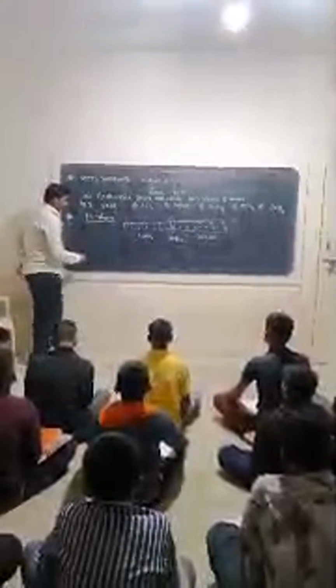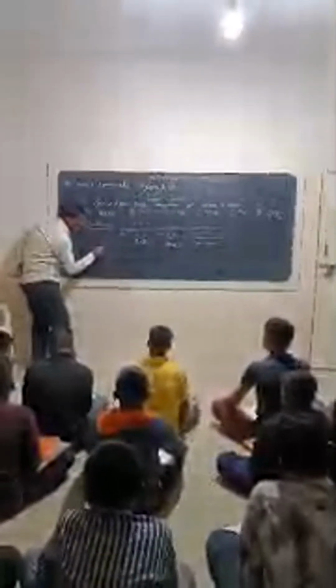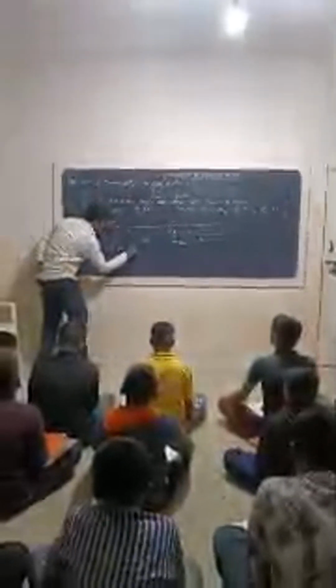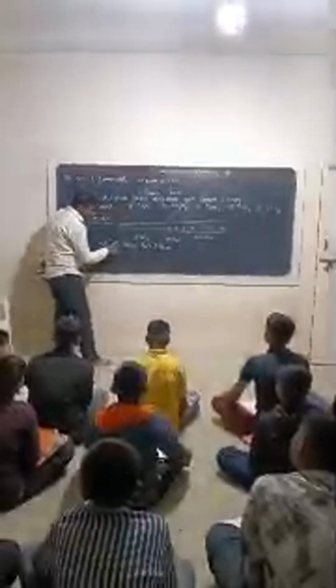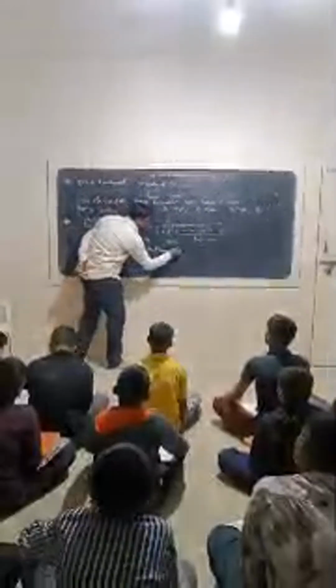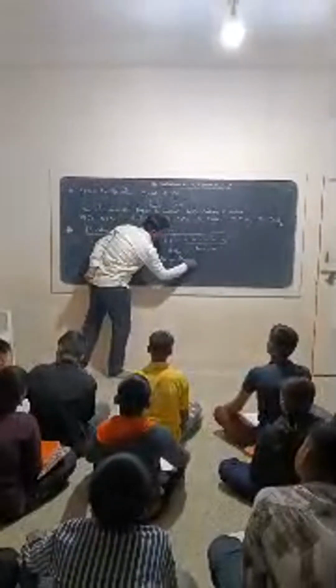Then one more question is here. What is the nature of the litmus paper test? If red litmus paper turns blue, then what is the nature of the solution? Basic. Red is converted into blue, so the nature of the solution is basic.